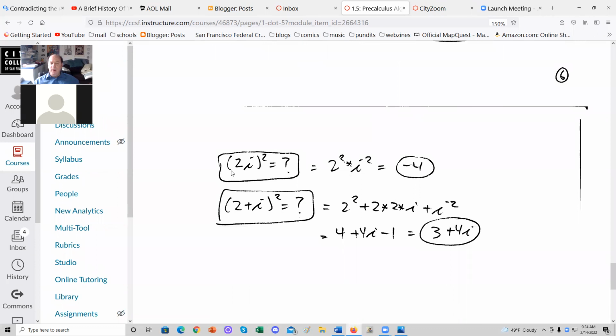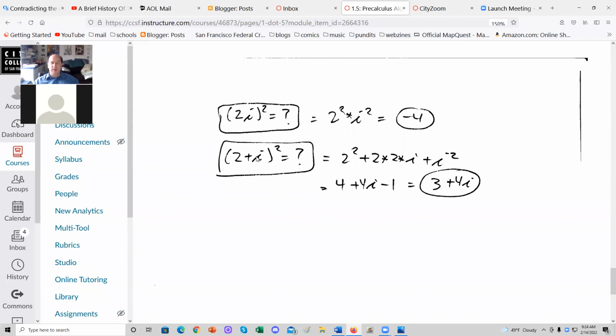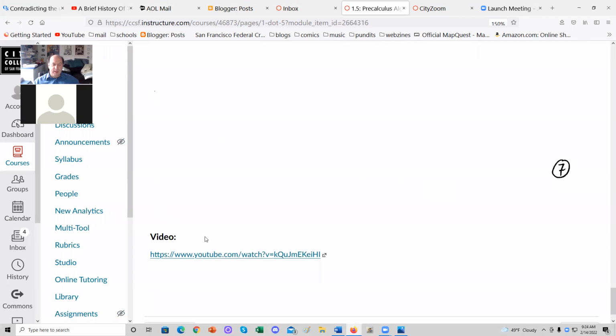Here we have two related problems, the square of 2i and the square of 2 plus i. Well, the square of 2i will be 2 squared times i squared, and i squared is negative 1, 2 squared is 4, so you get negative 4. Here you have the square of 2 plus i. The square of a sum is square plus twice product plus square. So that's 4 from here, 4i from here, minus 1 from here. Combine like terms, and you get 3 plus 4i.